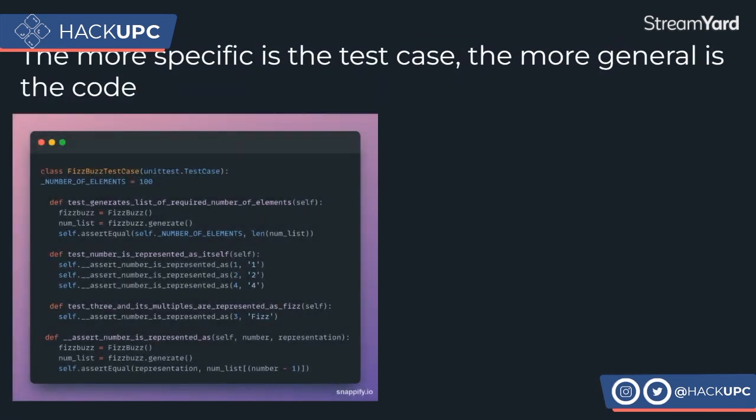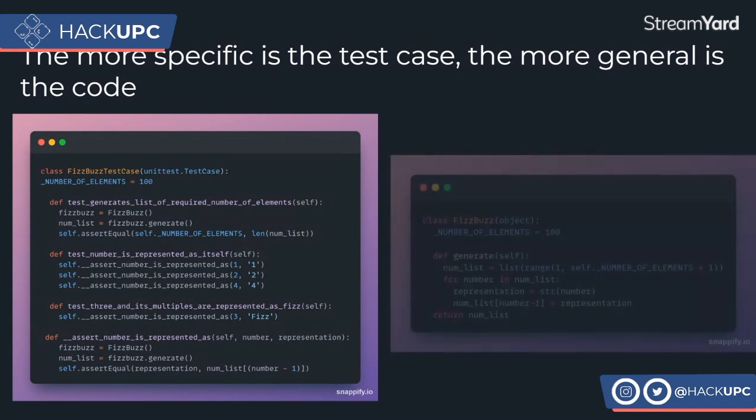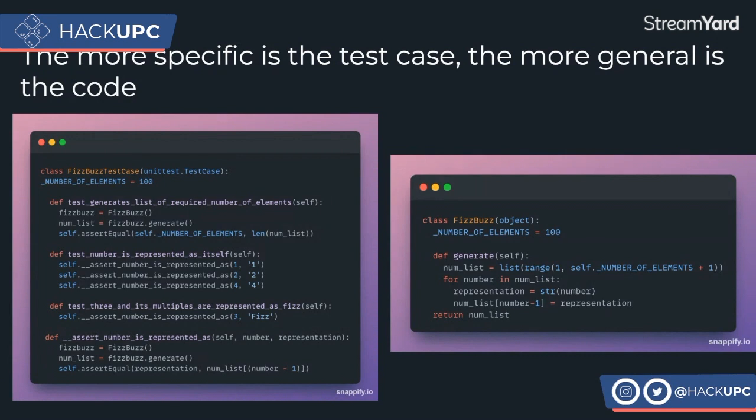So the more specific the test case is, see, here we can have several methods doing some assertions of different numbers. And here we modify the production code and adapt it to be more general to comply with these different use cases. So this is an example of how test-driven development can guide your code to evolve into something that is more complete.